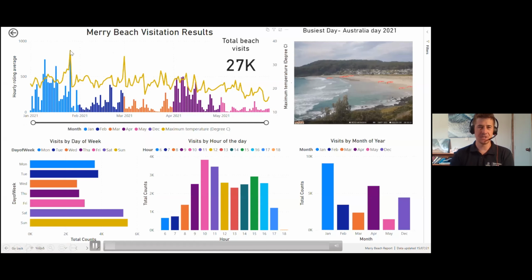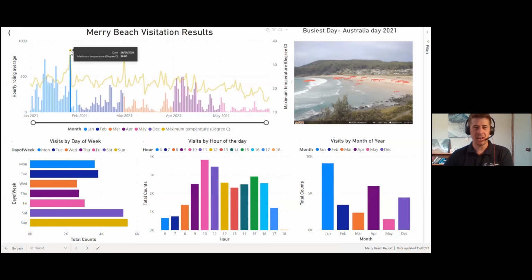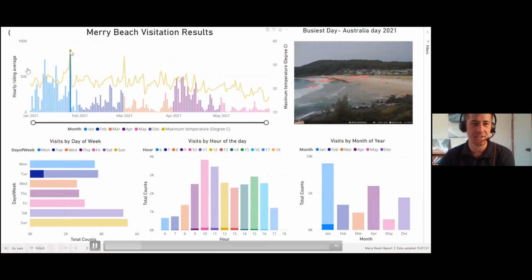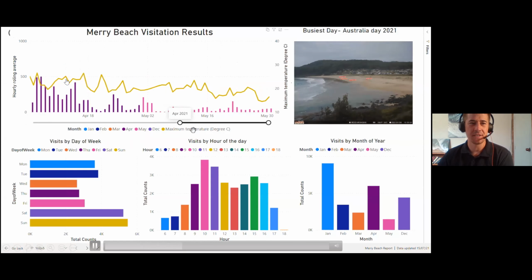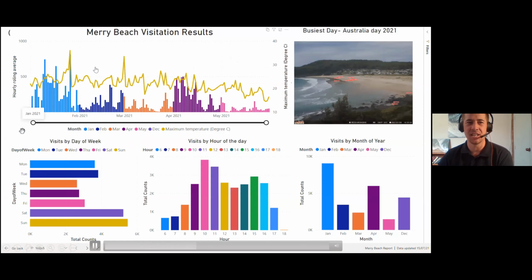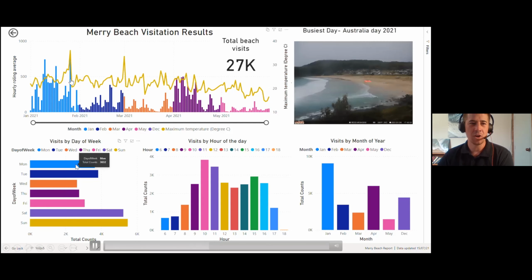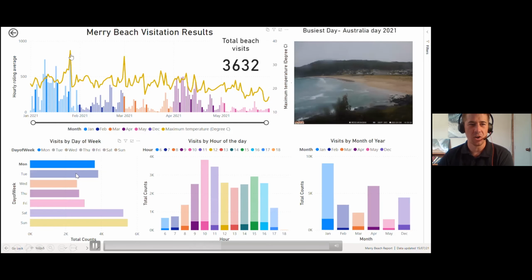But let's have a look at some results. If you haven't used Power BI, it's a fantastic way of interacting with data. Up the top here, we've got our plots of beach usage. At the same time, we've also got the daily maximum temperature in this yellow color here. And what you'll notice is the busiest day was the hottest day.